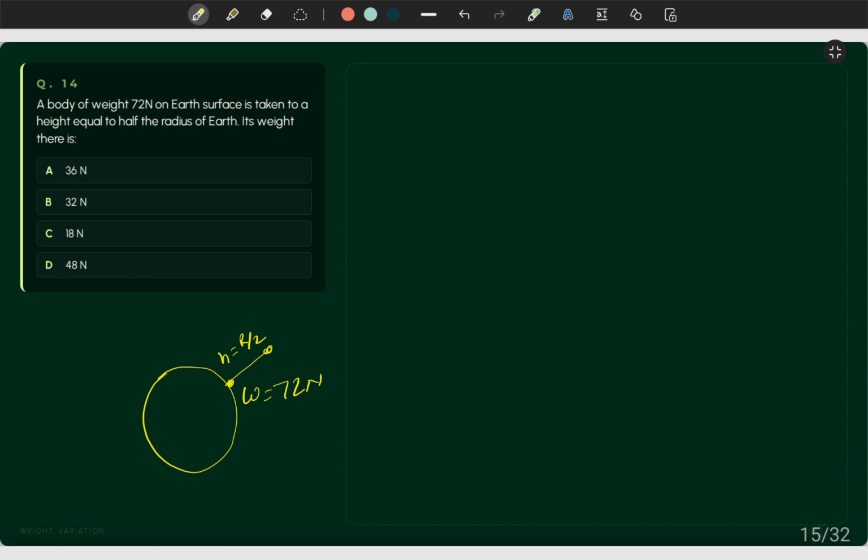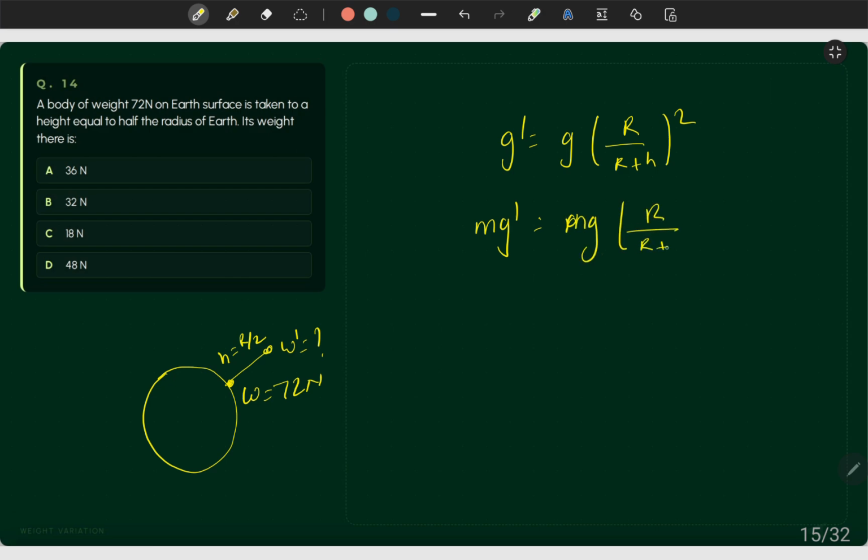In that case, what will be the weight over here? New weight. So we know that g dash is equal to g times (R by R plus h) whole square, and mg dash is equal to mg times (R by R plus h) whole square, or new weight is equal to old weight at surface times (R by R plus h) square.